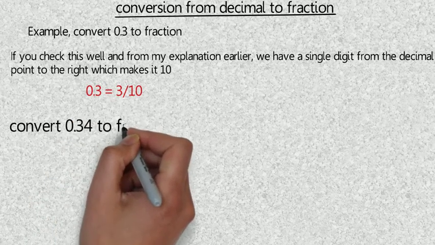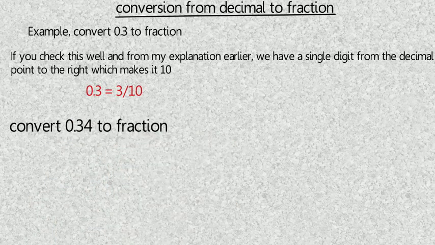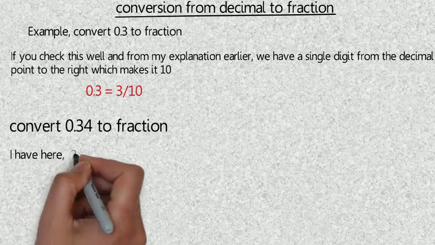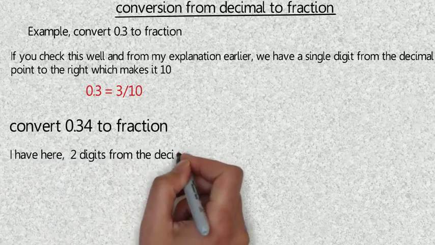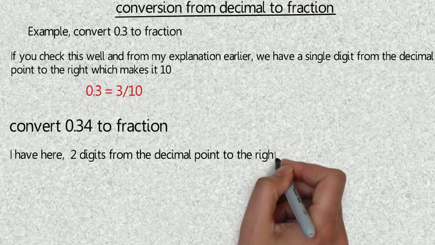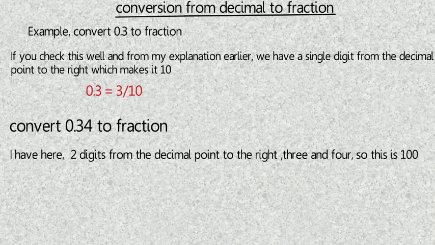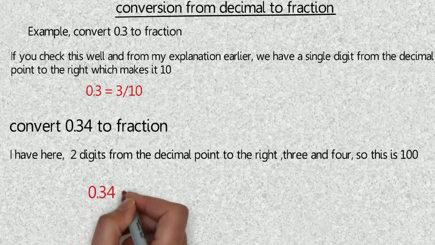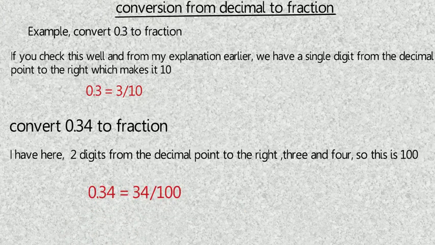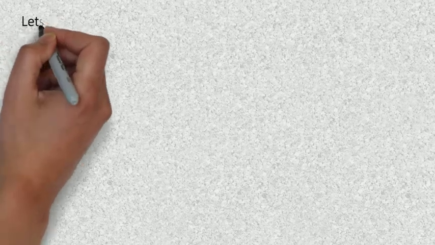And let us convert 0.34 to fraction also. I have here 2 digits from the decimal point to the right. The digits are 3 and 4. So this makes it 100 because we have 2 digits. We are introducing 2 zeros. The first one we had 1 digit, we just introduce 1. So I have this to be 34/100.